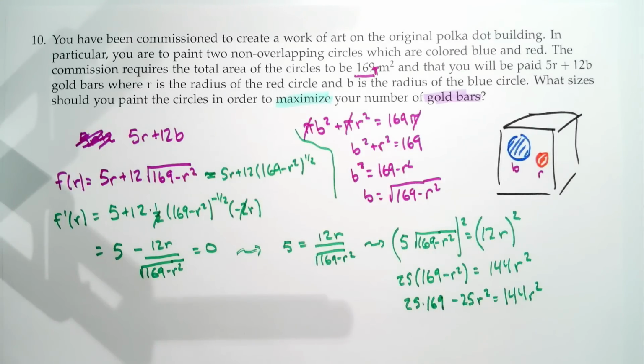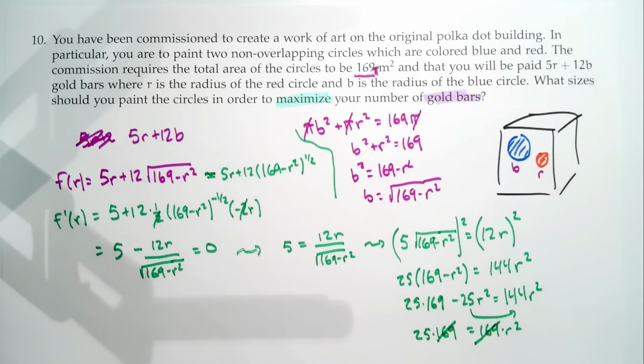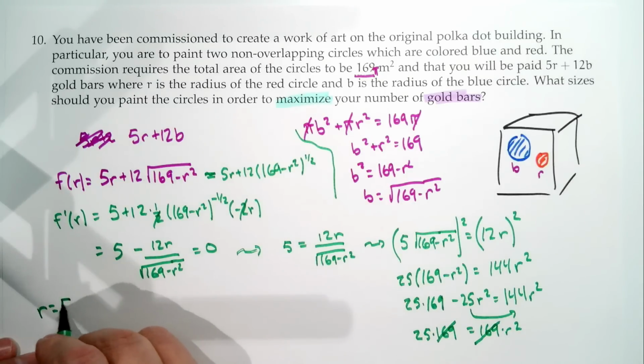Something nice might happen. If we add 25r squared to both sides, we get 25 times 169 is equal to 169 times r squared. Now what can you do? The 169s cancel. So sometimes if you have unpleasant numbers, it's to your advantage to say, let me hold off for a second. Maybe something nice will happen. It happened here. So we get r squared equals 25. What does that tell us about r? R squared equals 25 tells us r should be 5, because you take the square root of 25.